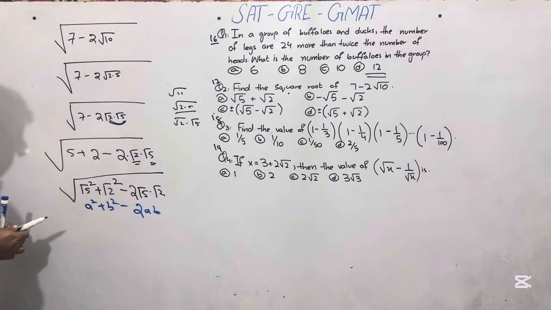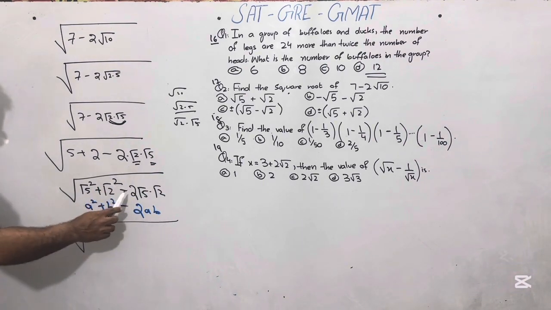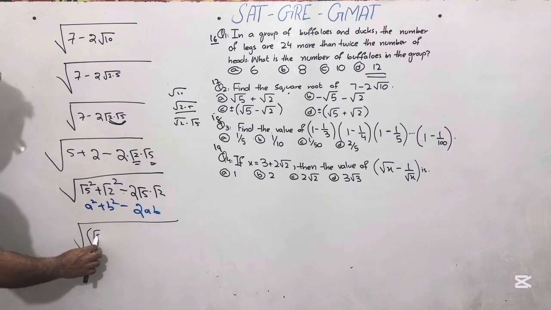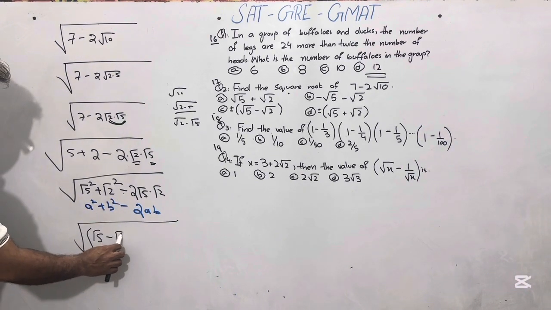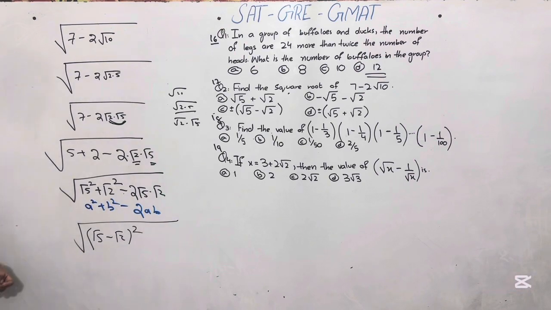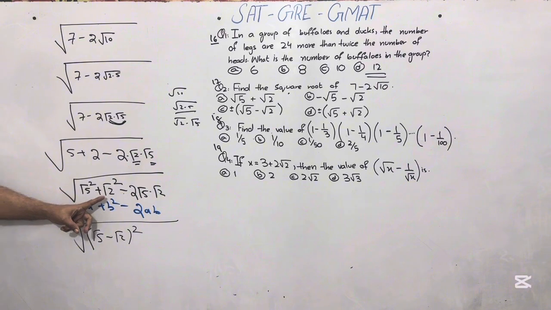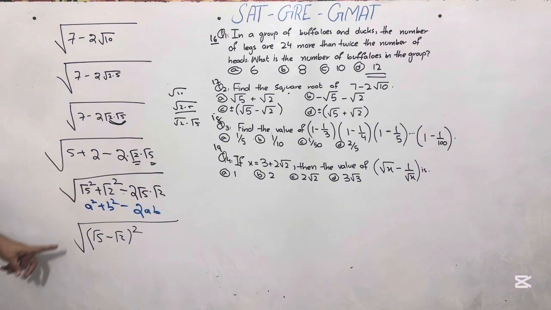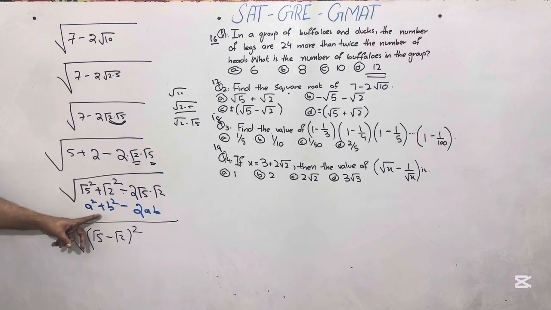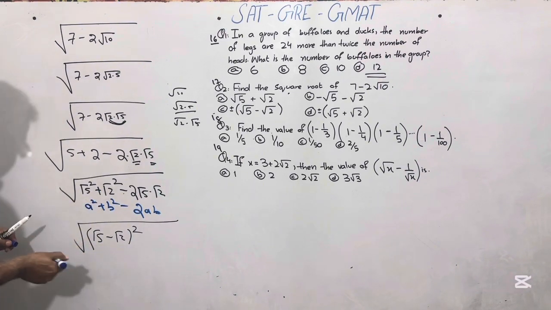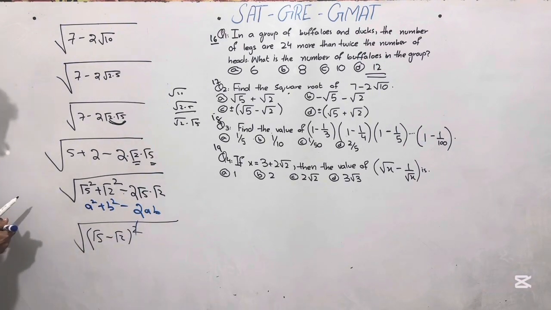Writing its brief form, it is the square root of 5 minus the square root of 2, whole squared. It is our A squared plus B squared minus 2 times AB. Here our A is root 5 and B is root 2. Square and under root are cancelled out. What do we have?